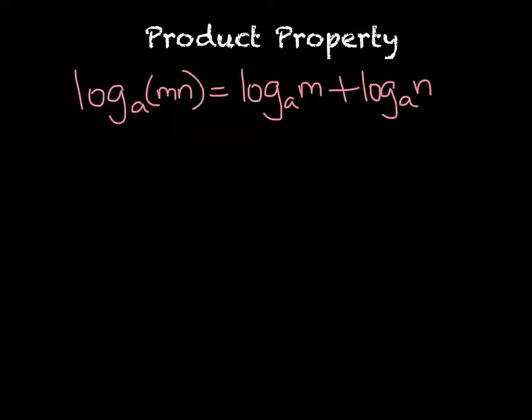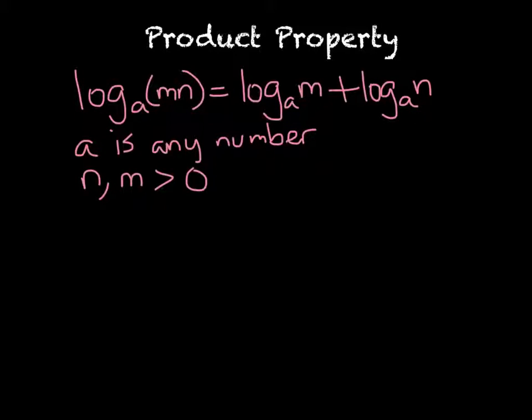So the log base a of m times n is equal to log base a of m plus log base a of n, where a is any number and n and m are both greater than 0. To see why this is true, we can look at properties of exponents.